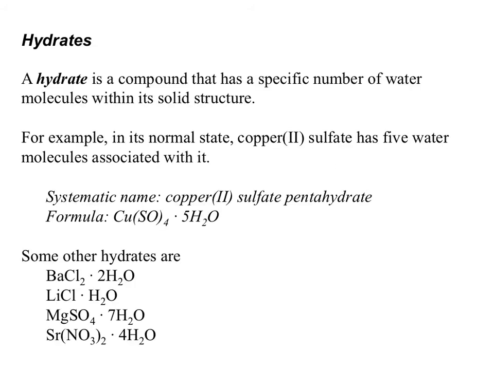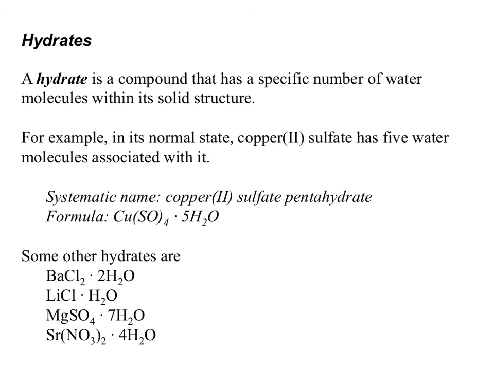Hydrates. A hydrate is a compound that has a specific number of water molecules within its solid structure. For example, in its normal state, copper(II) sulfate has 5 water molecules associated with it. So the systematic name, copper(II) sulfate pentahydrate, is used, and the formula would be CuSO4·5H2O.